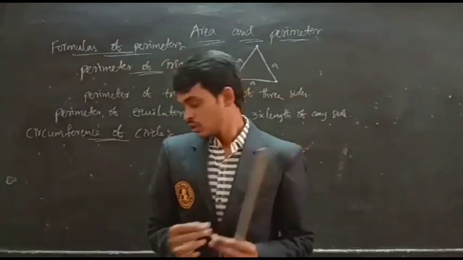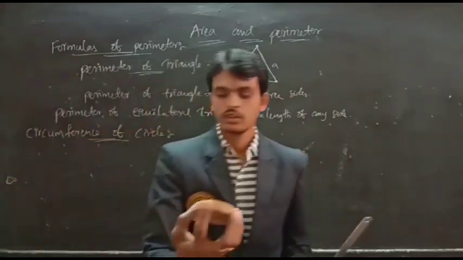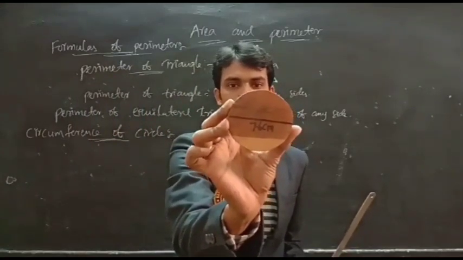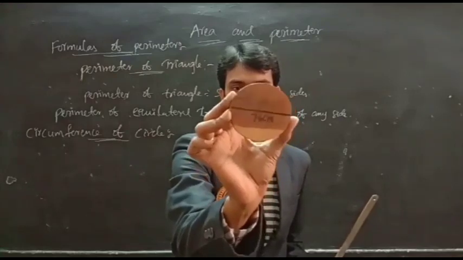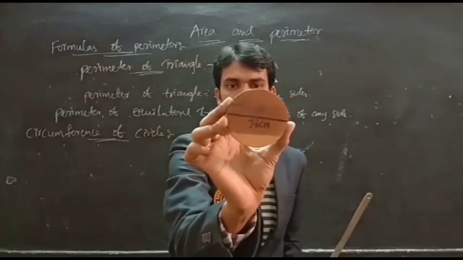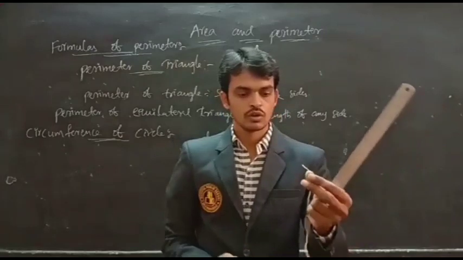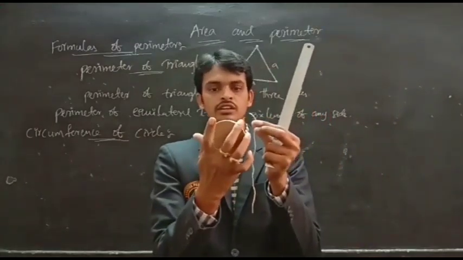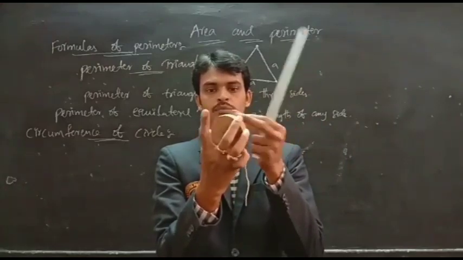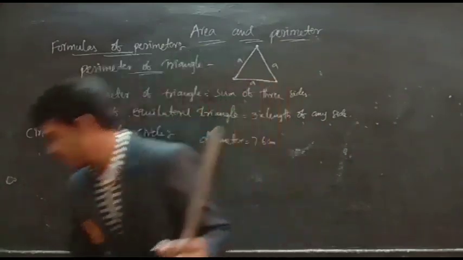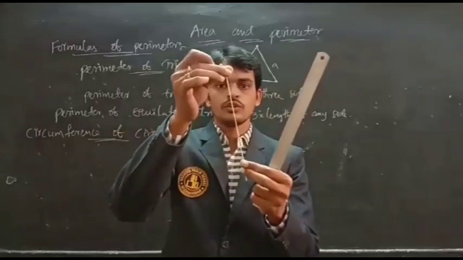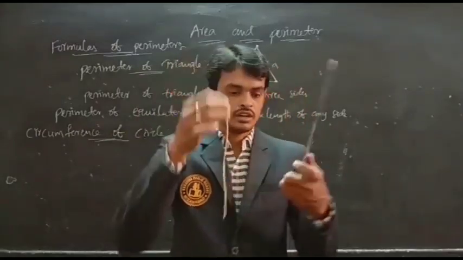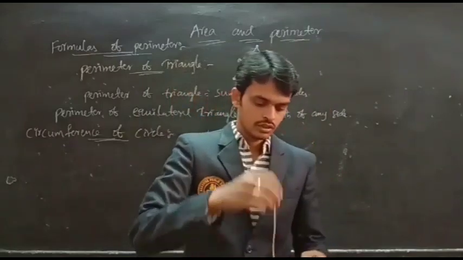So, how much did I take? This diameter is 7.6 centimeters. Then this is a circle and it has a diameter of 7.6 centimeters. Now, by using thread, I measured the circumference, the total perimeter of the circle. Next, we should measure this thread by using a ruler. So let us measure it.